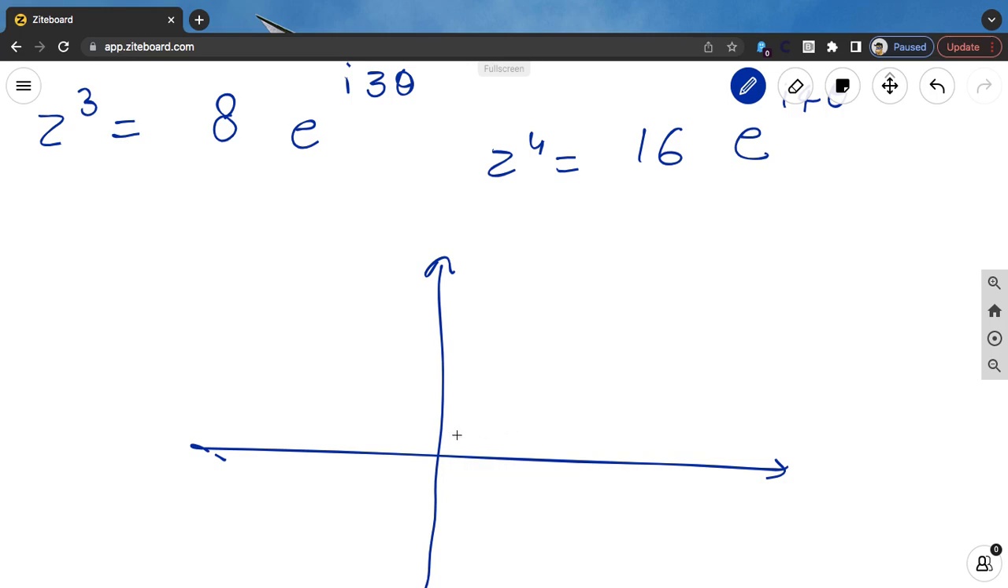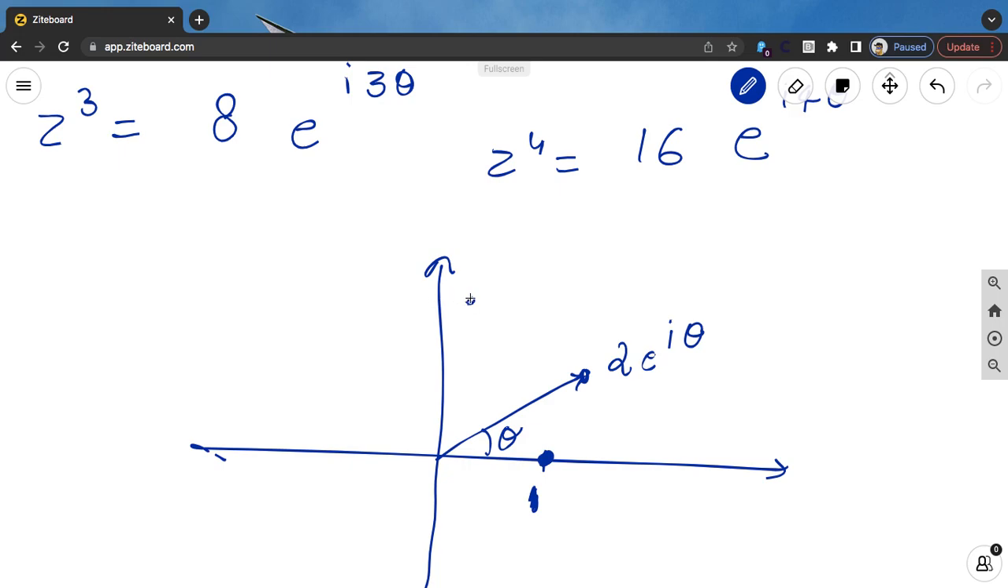So z is some r e raised to i theta, so 2 e raised to i theta. So it's on the radius of 2 at an angle of theta. As soon as I square it, if it was raised to 0, where will it come? It will come to 1. Here it will come, if it is raised to 0. As soon as I square it, I get 4. So the radius increases, the modulus increases, and the angle becomes double.